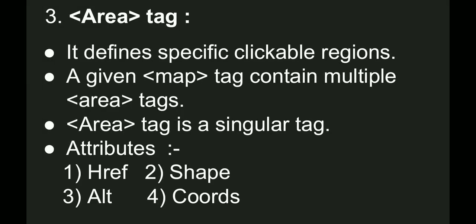Next is the area tag. It defines specific clickable regions. A given map tag contains multiple area tags. Area tag is a singular tag, so no need to close the area tag. The attributes of the area tag are href, shape, alt and coords.